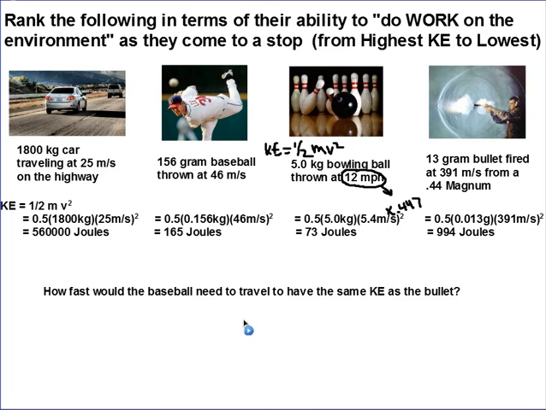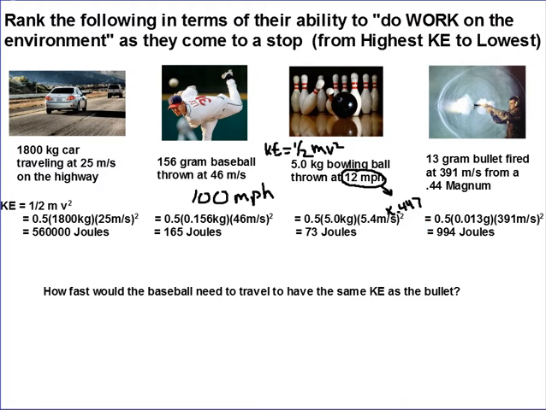Now, down here, how fast would the baseball need to be thrown in order for it to have the same KE as the bullet? I want to tell you this, 46 meters per second is about 100 miles per hour, so that's a major league pitch. Could he possibly throw it fast enough so that the ball had the same capacity to do work as the bullet? That would be equivalent to its kinetic energy.